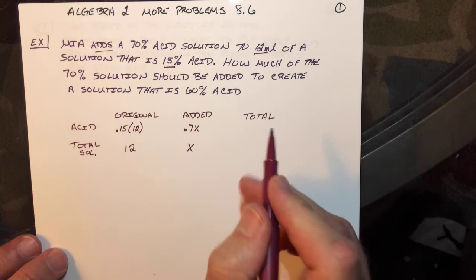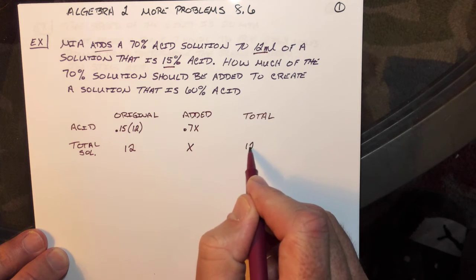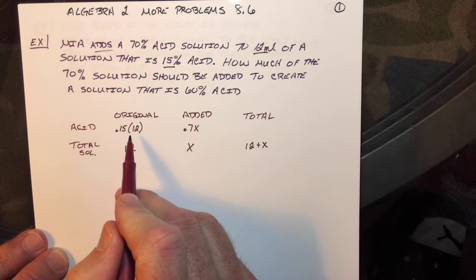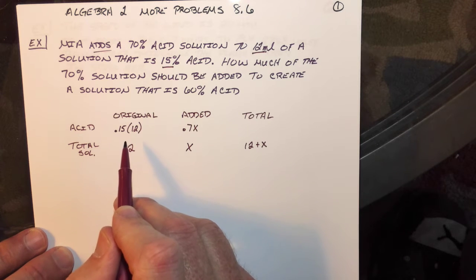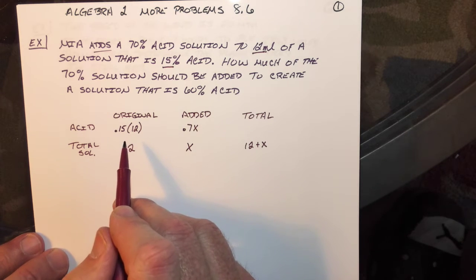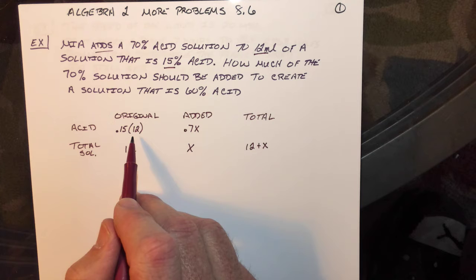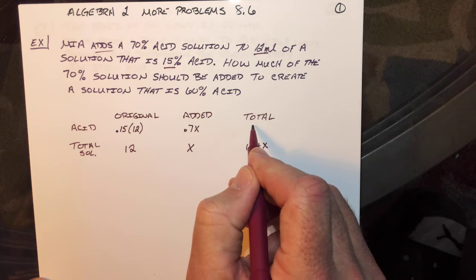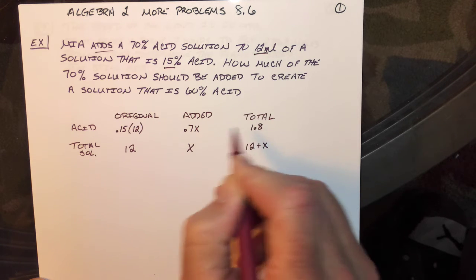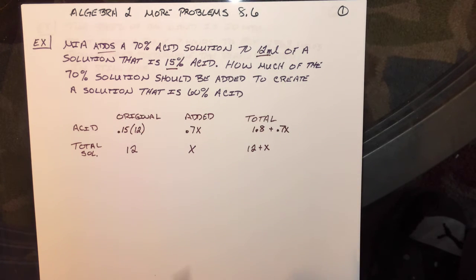So what do we have going on here for a total? Well, we had some. We added some more milliliters, so we got 12 plus x right there. Of what was already in the beaker, let's say, this much of it was acid. So we take 0.15 times 12, and we get 1.8, plus that much more acid, if you will, in our solution.